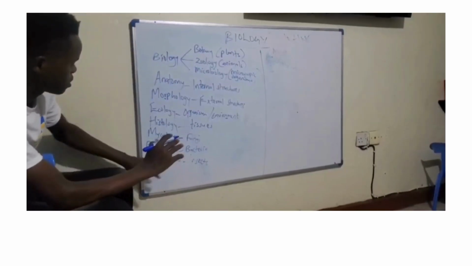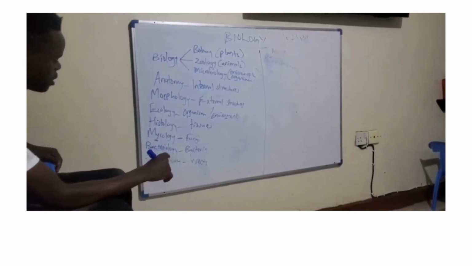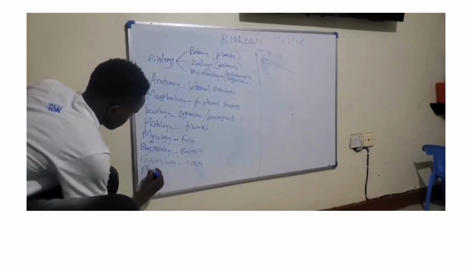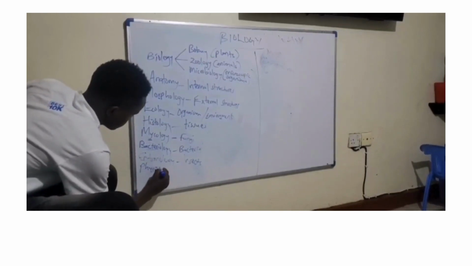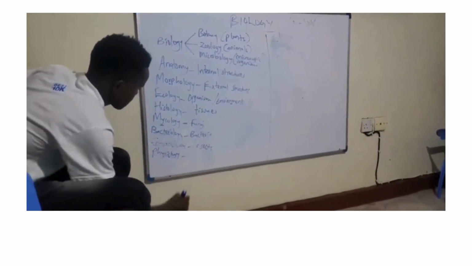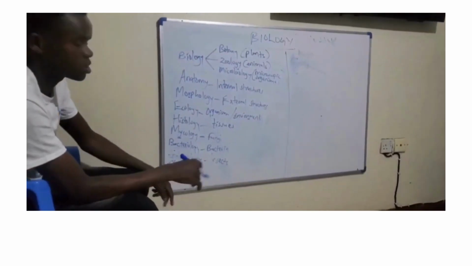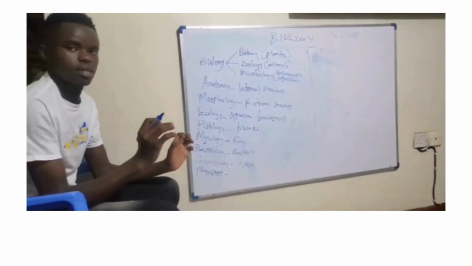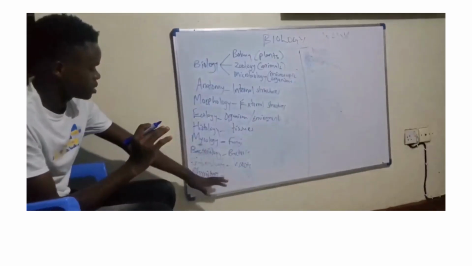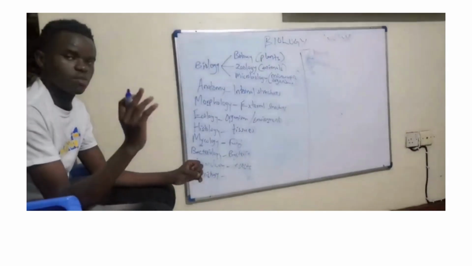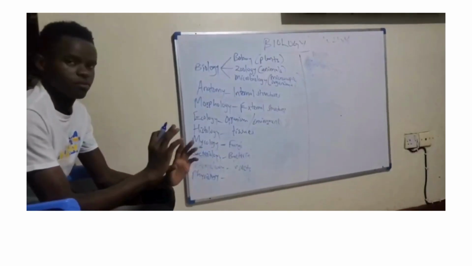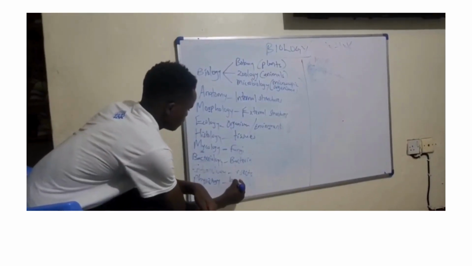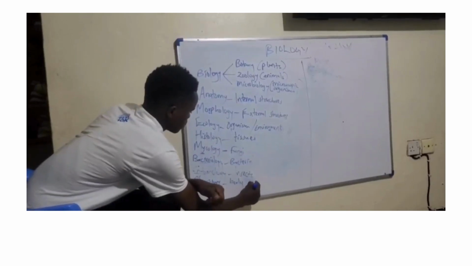From entomology, we're going to take a look at another branch of biology called physiology. What is physiology? Physiology is the study of how the body functions. If you say physiology is the study of body functions, you are going to be very right. It's very simple.